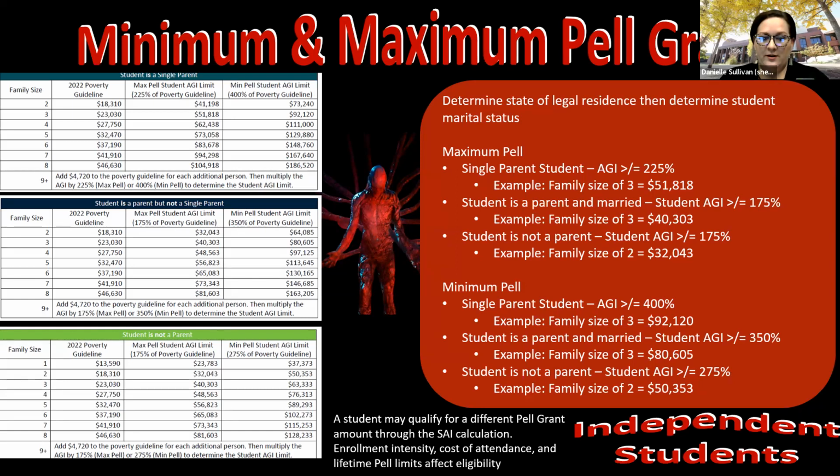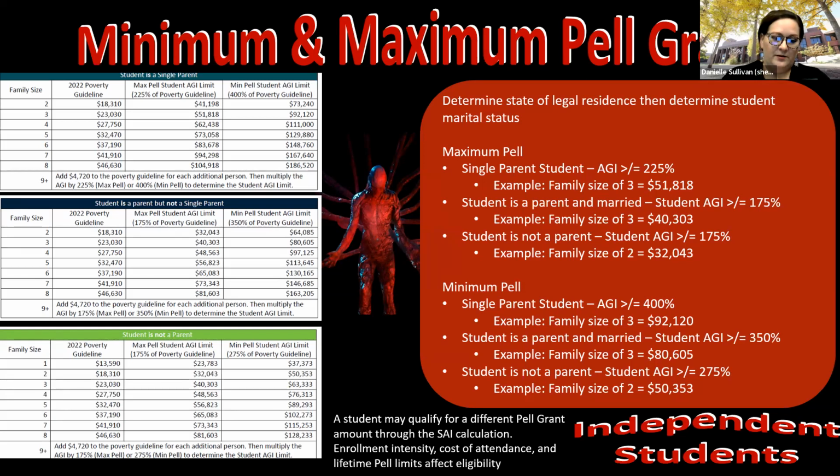And then if the student is a parent and they're possibly married, if their AGI is less than or equal to 350% of the poverty guideline for a family of 3, that means they could get a minimum Pell Grant with an AGI of $80,605. And then if the student's not a parent and their AGI is less than or equal to 275% of the poverty guideline, if they had a family size of 2, their AGI could be at 50,353. So it's pretty cool. It's expanding Pell to more students.